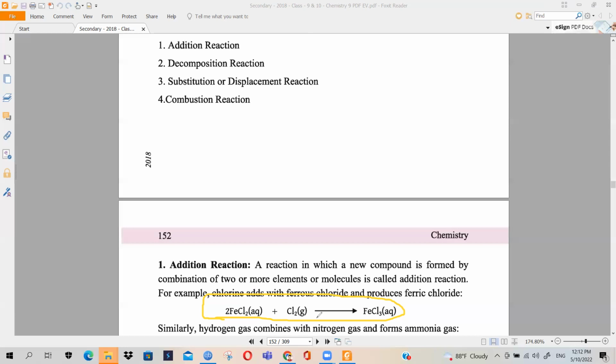Wait, what am I looking for again? Sorry. What am I looking for again? Write down the half reduction reaction and half oxidation reaction. Oh, okay.